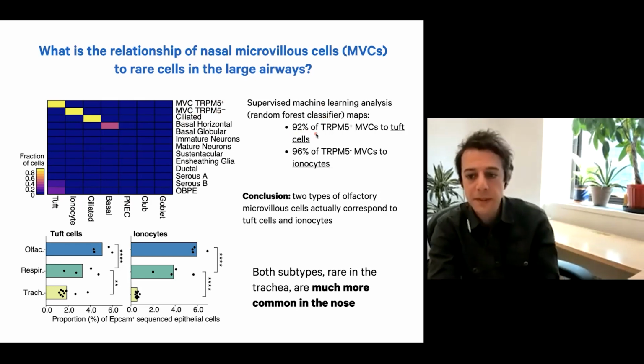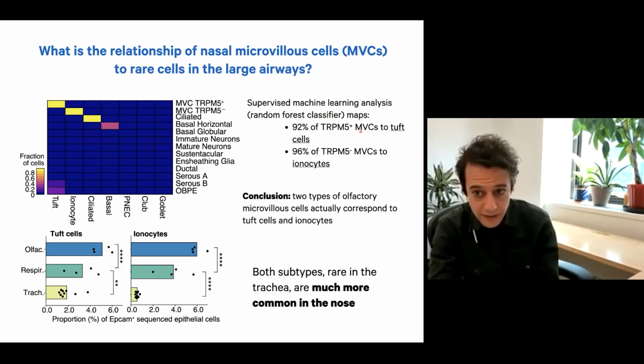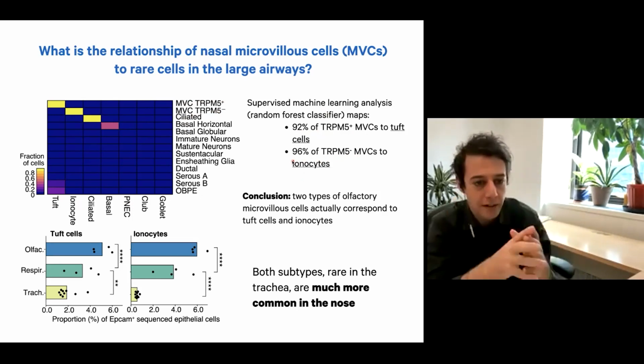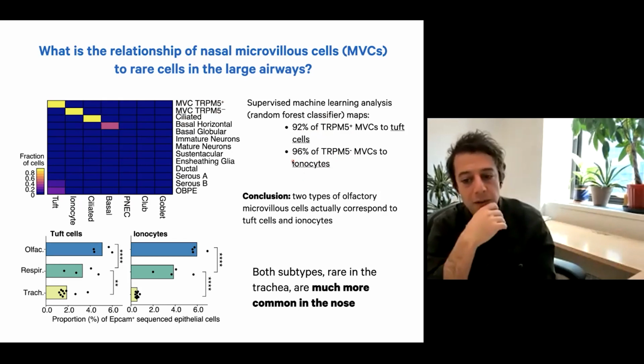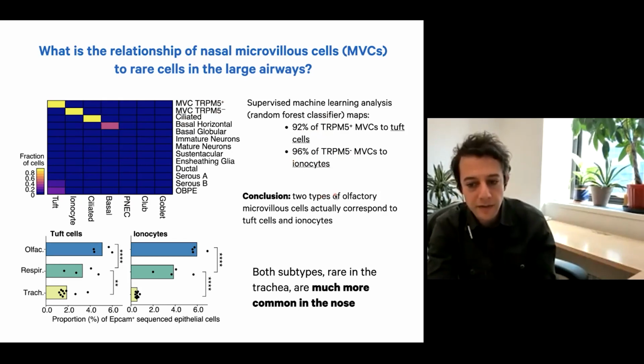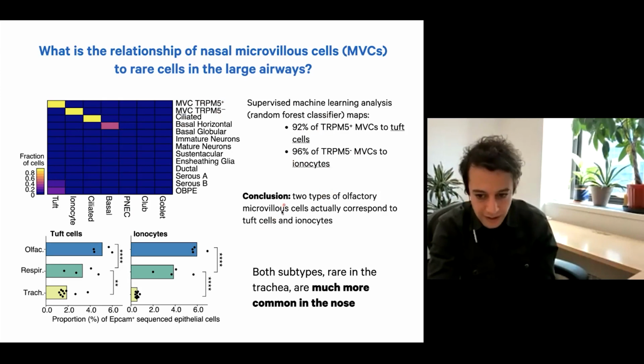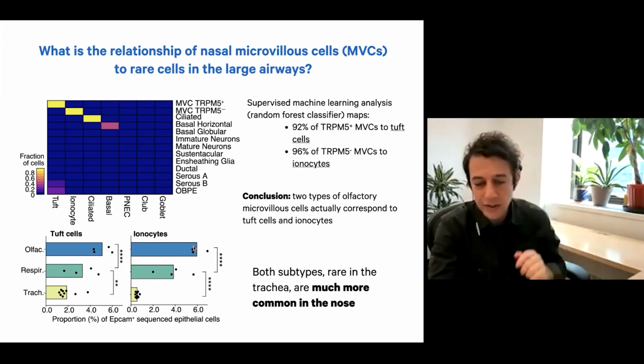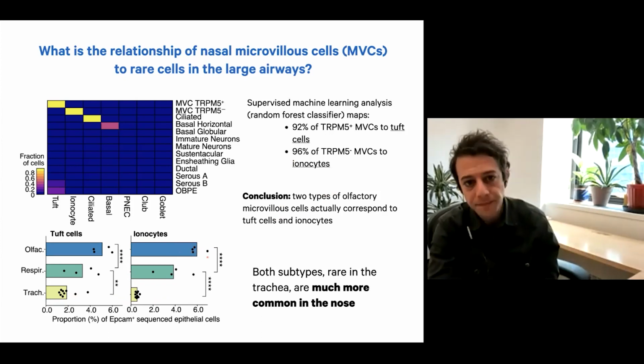So about 92% of these TRPM5 positive MVCs were classified as tuft cells, and 96% of the TRPM5 negative MVCs were classified as ionocytes. So this was sort of cool. We were able to show, based on transcriptome-wide measurements, that these two types of olfactory microvillus cells actually correspond to tuft cells and ionocytes. And what was really surprising was that these tuft cells and ionocytes, which are both pretty rare in the trachea, particularly ionocytes, less than 0.5%, are much more common in the olfactory epithelium, almost 10 times more common. So this was surprising, but provocative.